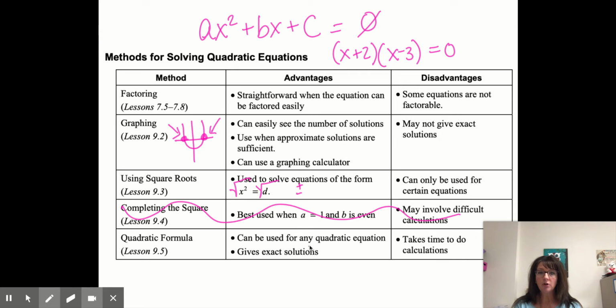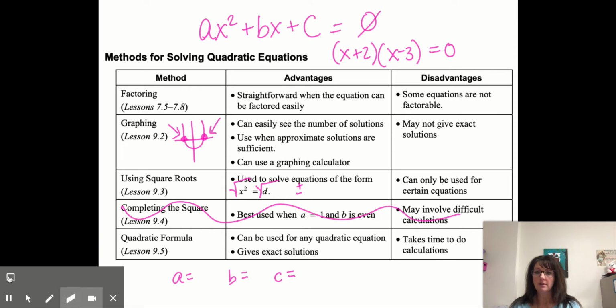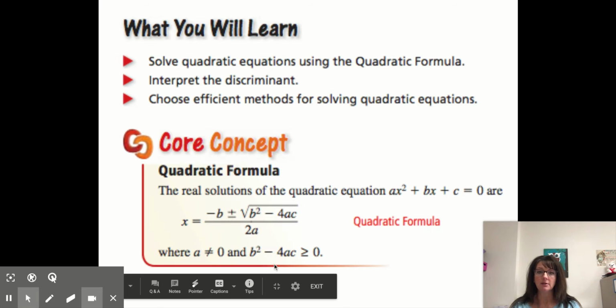And then today we're going to learn to use the formula, and it'll work on any quadratic equation. All we have to do is identify what a is equal to, what b is equal to, and what c is equal to. It does take time, okay? So let's explore some of these things. We're going to use the quadratic formula. We'll learn about what the discriminant is to interpret it. And here's that formula.